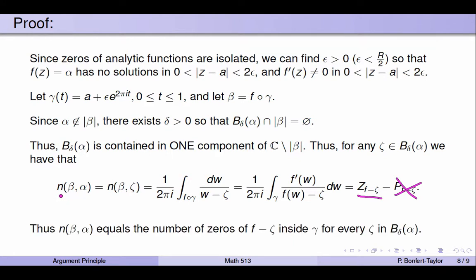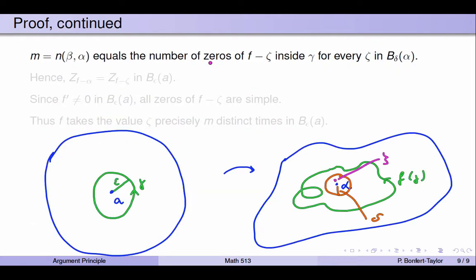In other words, n of beta around alpha equals the number of zeros of f minus zeta inside gamma for every zeta, no matter which zeta I choose in B delta of alpha. So the number of zeros of f minus zeta inside gamma is the same for every zeta. In particular, it's equal to the number of zeros of f minus alpha inside gamma. But the number of zeros of f minus alpha is precisely m, the multiplicity with which f takes the value alpha at a. So that's equal to m. So m is equal to the number of zeros of f minus zeta inside gamma, so the number of times f takes the value zeta inside gamma. So that's m. So f takes the value zeta m times in here.